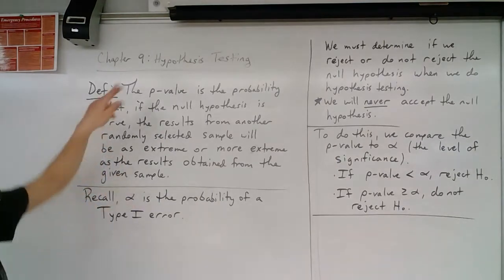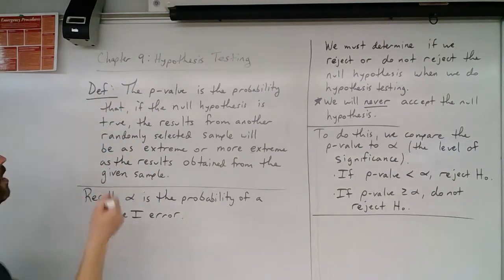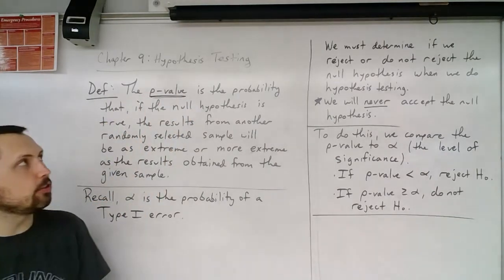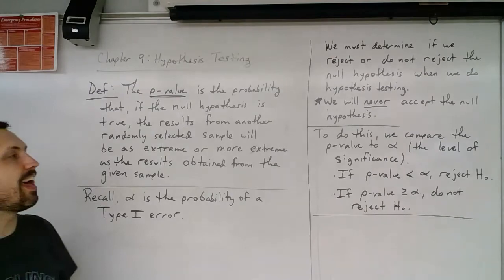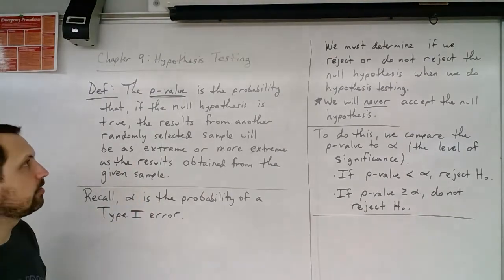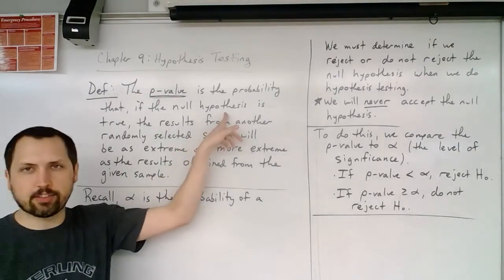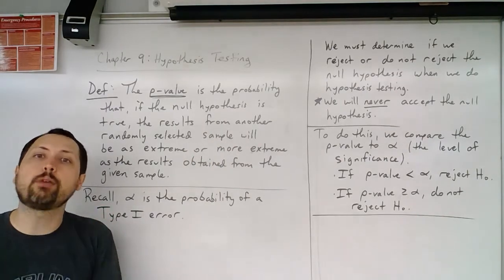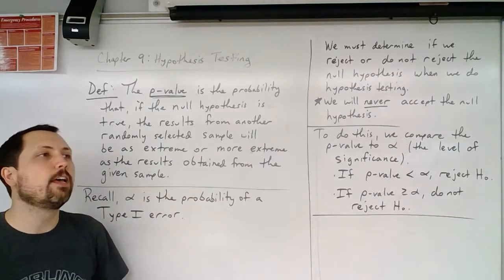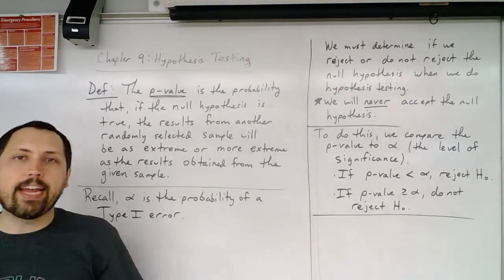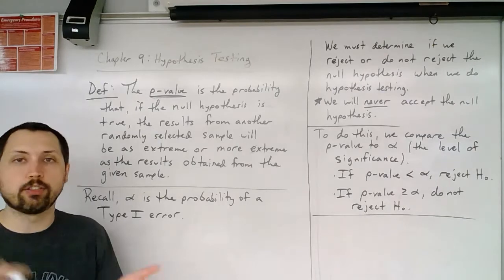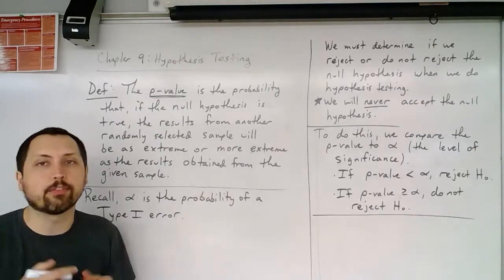Okay, so the definition of a p-value. The p-value is going to be the probability that, if the null hypothesis is true. Remember, the null hypothesis usually says that nothing is different. This is the one where you can always use an equal sign. Maybe you're saying mu is equal to 80, or you're saying that a proportion is going to be equal to 0.5 or something.